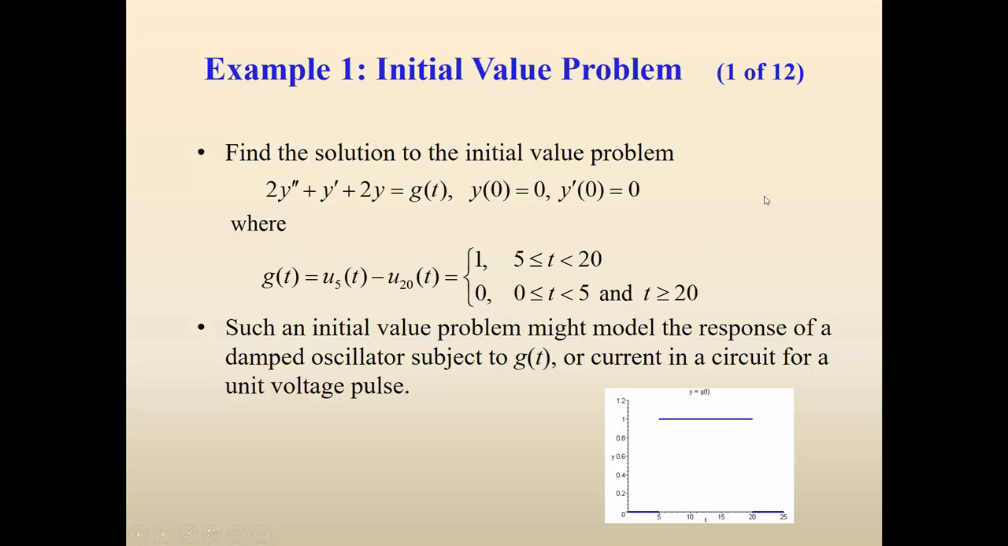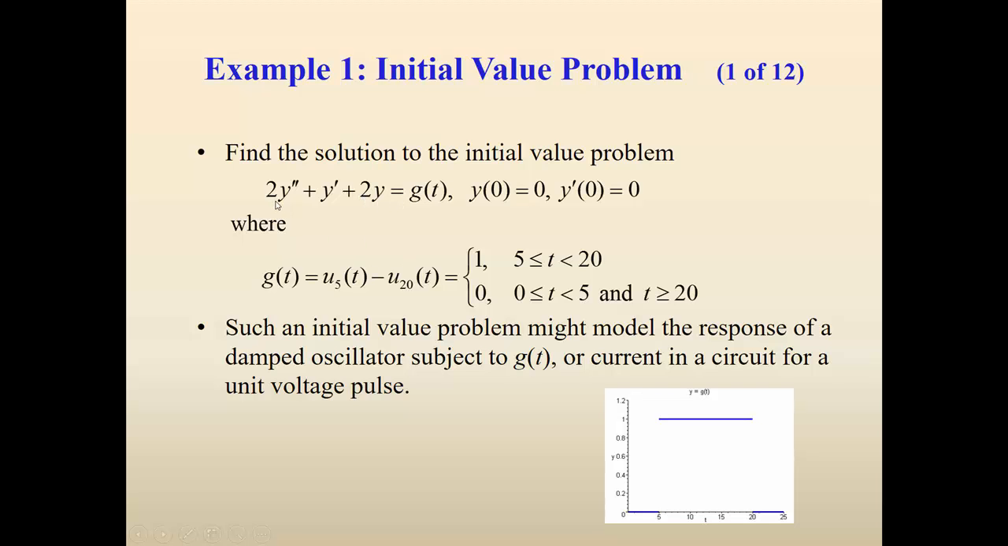Best way to start is talking about actually solving a problem. Now, last time we talked about what this g of t function would look like. It would be u5 minus u20. Once again, we're dealing with the easy case, the initial condition is equal to 0. This is very doable with or without 0 initial conditions, but we're going to make it easier on ourselves by saying the initial condition is 0. 2y double prime plus y prime plus 2y is equal to g.